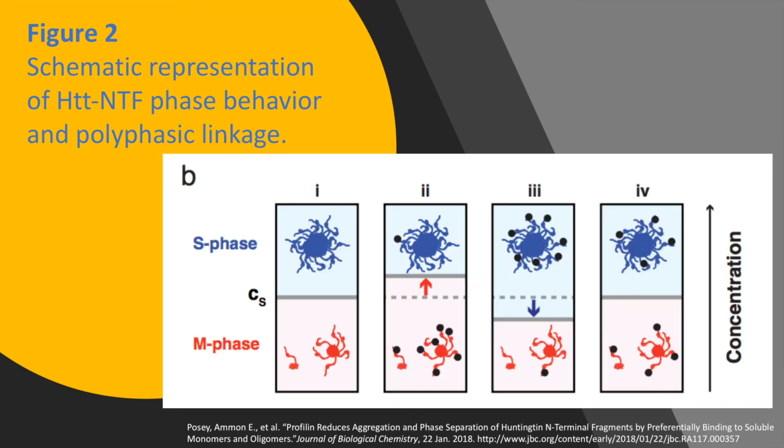Figure 2b shows the influence of profilin binding on the CS concentration threshold between M phase and S phase. In the first scenario, no profilin is present and the phase boundary is shown as a solid gray line. Scenario 2 shows profilin, the black dots, preferentially binding to the M phase and increasing the concentration threshold. Scenario 3 shows profilin binding to the S phase and decreasing the concentration threshold. Scenario 4 shows profilin binding equally to both phases and no shift in the concentration threshold is observed.